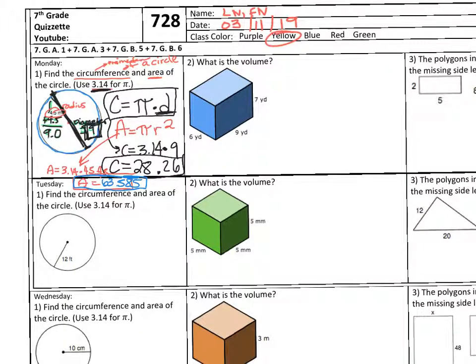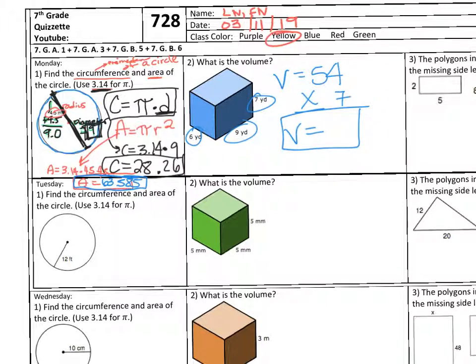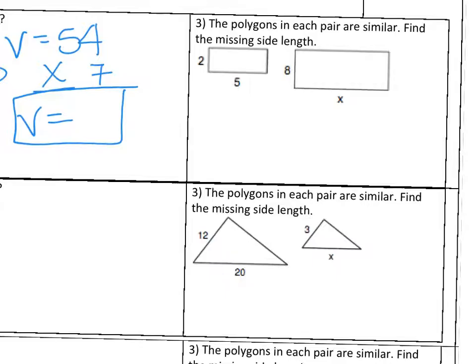Now, for number 2, it's asking you what the volume is. And when you find the volume, you're going to multiply the base times the height times the width. So it's like area, but instead of having 2 numbers, you're going to have 3 different numbers. Here you have 6 times 9 times 7. 6 times 9 is 54. And then you have to multiply it by 7. 54 times 7, and that's going to tell you what your volume is. You can solve that on your own. Make sure you box your answers.